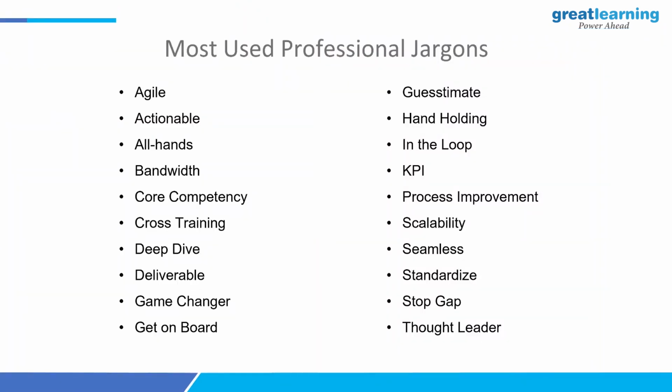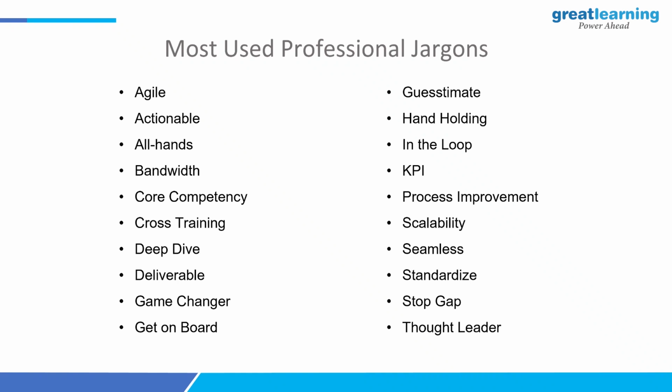So, these are some of the most popular, commonly used jargons that professionals use from time to time. Agile. Agile refers to a method of project management used especially for software development that is characterized by the division of tasks into short phases of work and frequent reassessment and adaptation of plans. Actionable. Actionable refers to a piece of information that helps you in taking an action in the right direction.